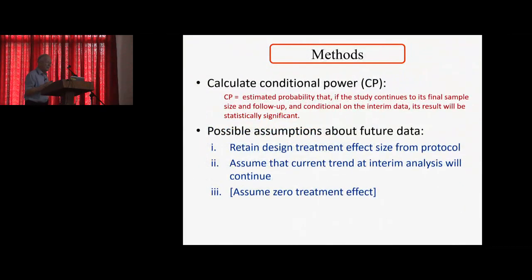So as I said before, one of the main tools that we have in this context is at the point of doing the interim analysis, we calculate conditional power. And that is the estimated probability that if we were to go to the end of the study and complete all the follow-up on all the patients with the target sample size, and conditional on what we've seen so far, hence the name conditional power, and that's an important distinction, the probability that the result would be statistically significant. So in other words, what are our chances if we keep going? That's the crude way of putting it. What are our chances of a good result or a significant result if we keep going at this point?